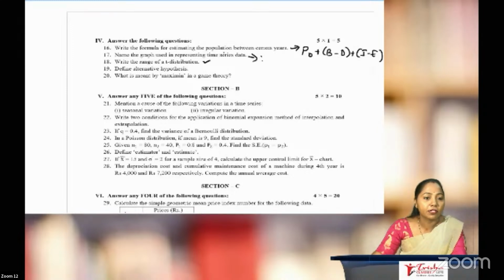A range for T distribution. A bell-shaped curve. Range is minus infinity to plus infinity.